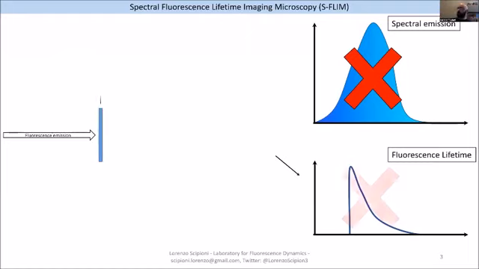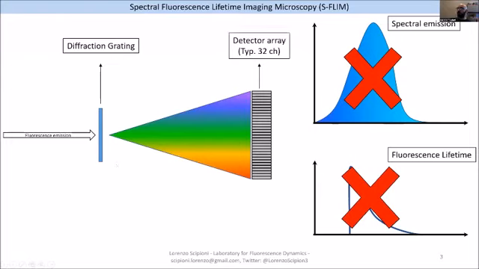Some other systems, instead of a detector, have a diffraction grating, which disperses the light by color, and then each different very small spectral emission is collected by a detector array. So this detector will collect the light coming from the blue emission, and this detector will collect the light coming from the red emission, and you will effectively have an emission spectrum for each pixel of your image, right?